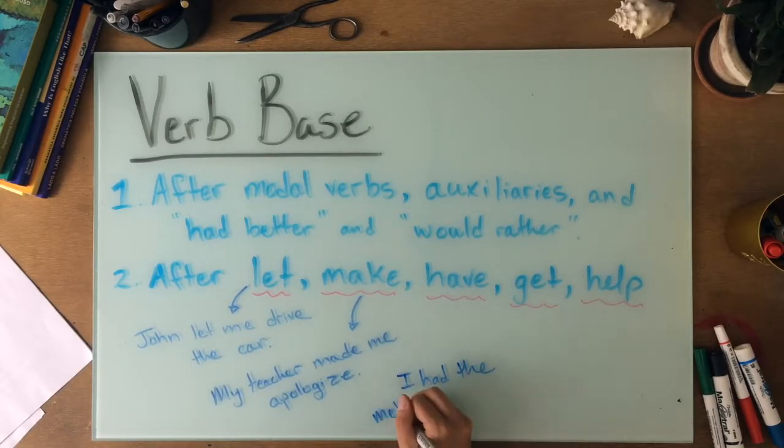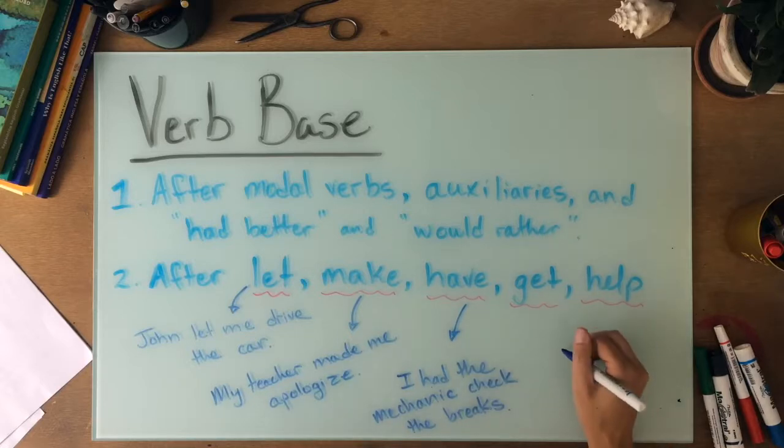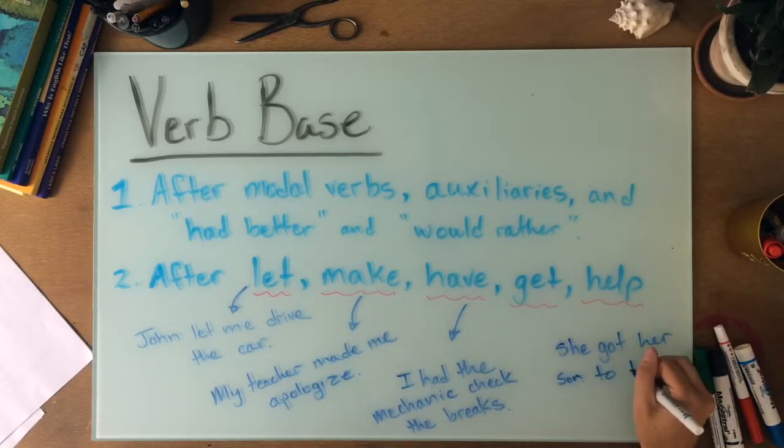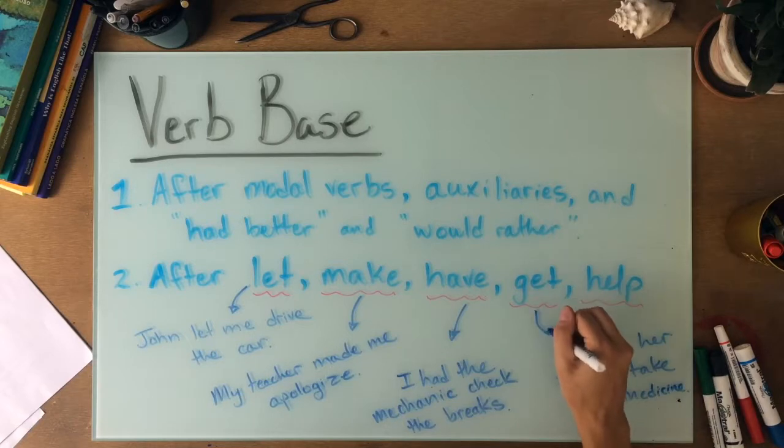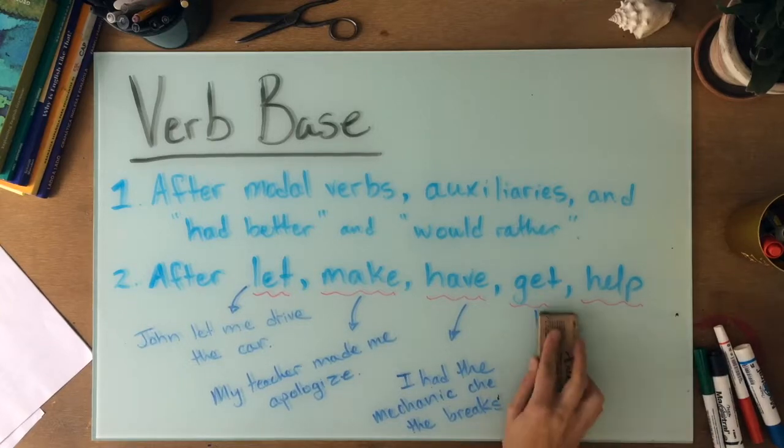We can use have to mean to give responsibility to someone to do something for us. For example, I had the mechanic check the brakes. And get, kind of similar to have, can mean to convince someone to do something for us. So she got her son to take the medicine.